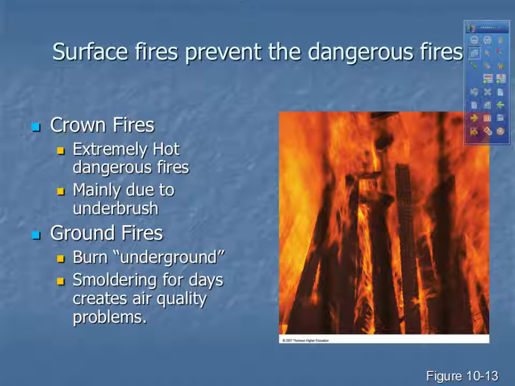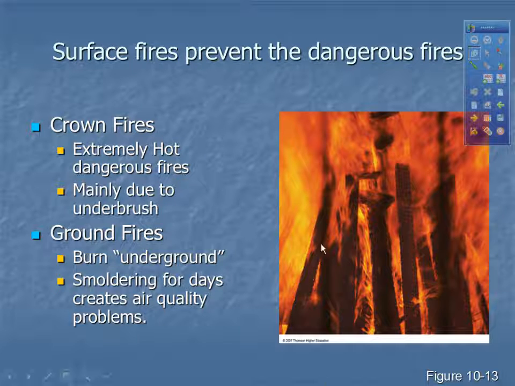The crown fires are the really dangerous fires. They're very hot, a lot of underbrush. And then ground fires burn into the soil, so they smolder for days. They really mess with air quality. So those are the really dangerous kind of fires.